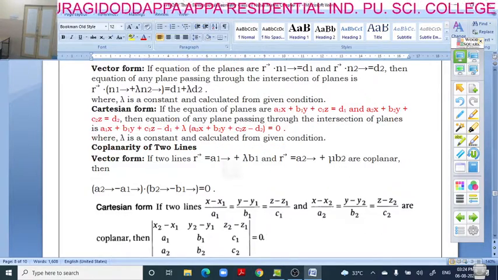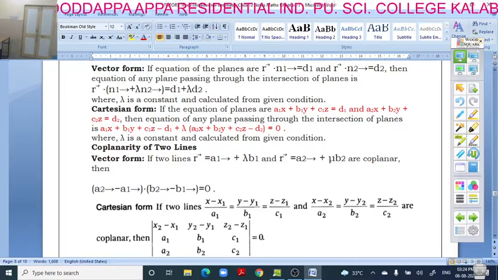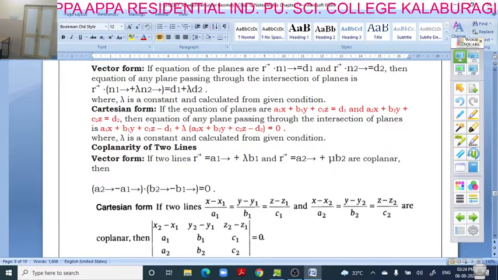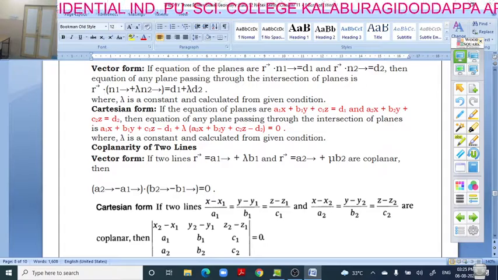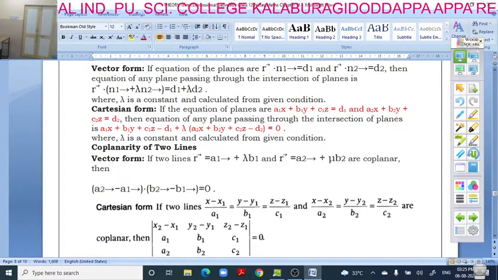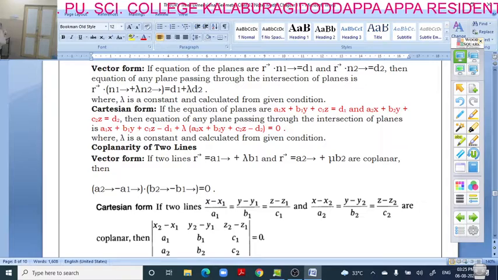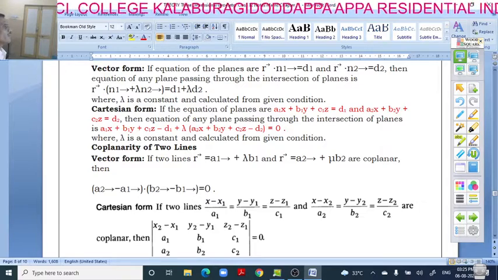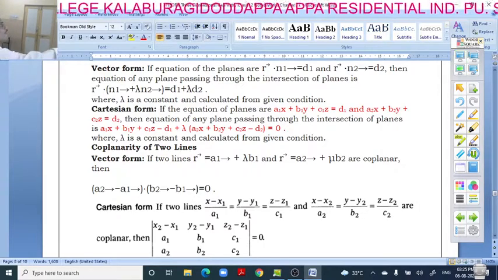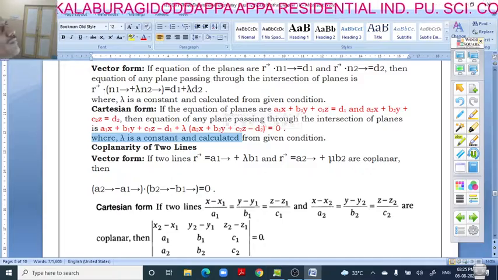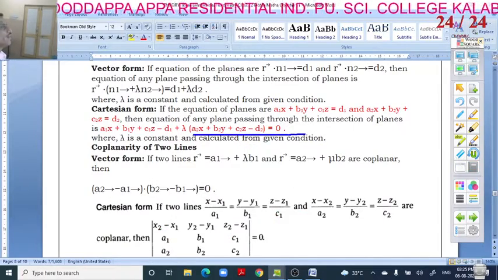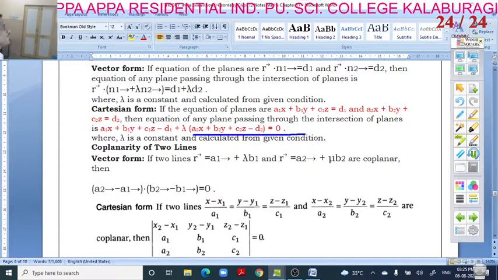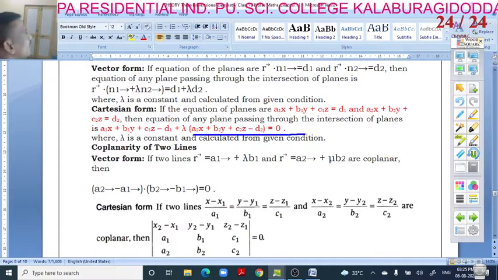So the Cartesian form: if the equations of the planes are a1x plus b1y plus c1z is equal to d1 and a2x plus b2y plus c2z is equal to d2, then the equation of any plane passing through the line of intersection of the planes is (a1x plus b1y plus c1z minus d1) plus lambda times (a2x plus b2y plus c2z minus d2) is equal to 0, where lambda is a constant and calculated from the given condition.